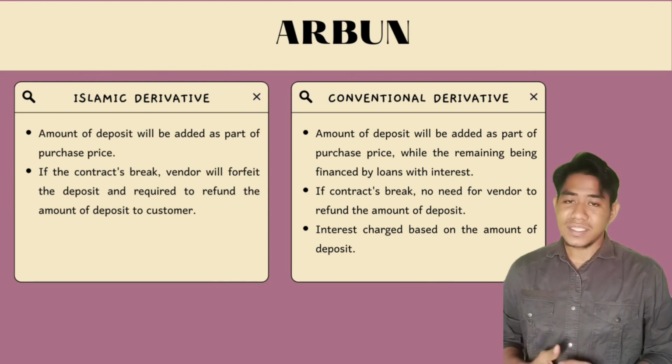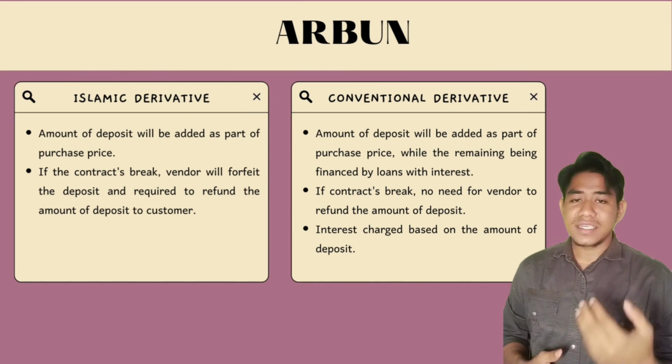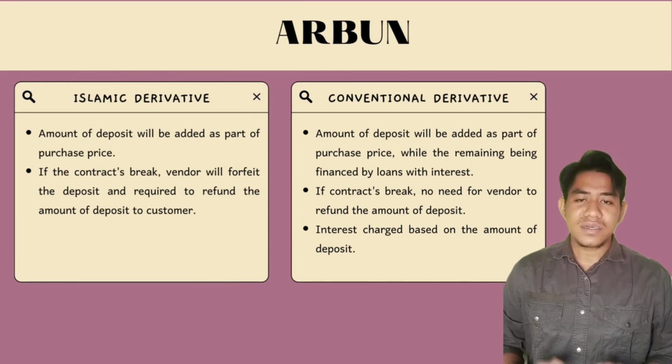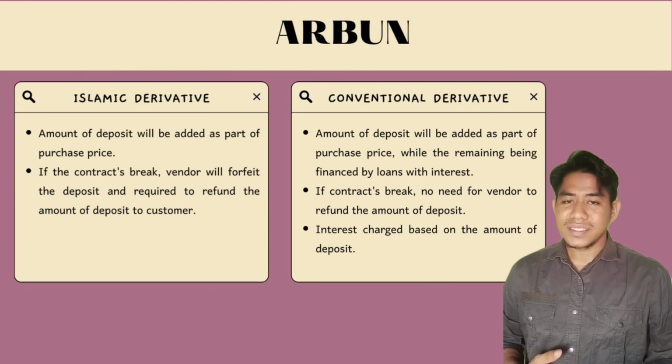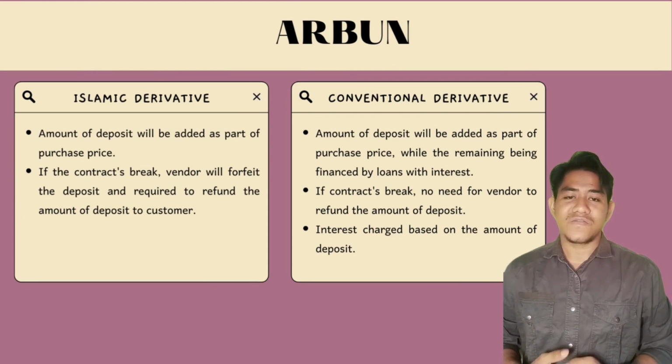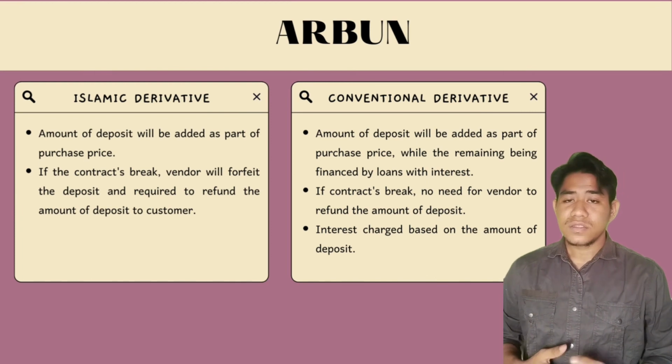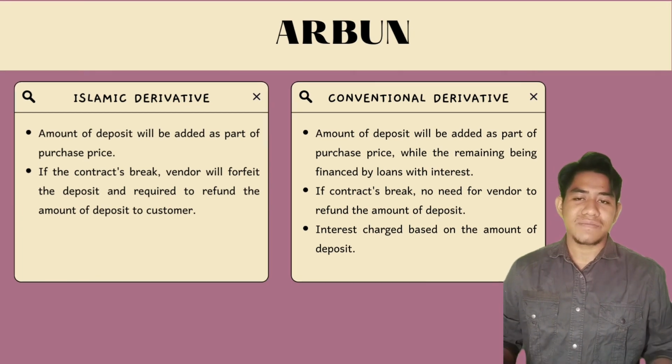If the customer breaks the contract, they will get a refund of the deposit according to Arbun. Nevertheless, in the conventional derivative, there is no need for the vendor to refund the deposit. So, the customer will never get back the money.